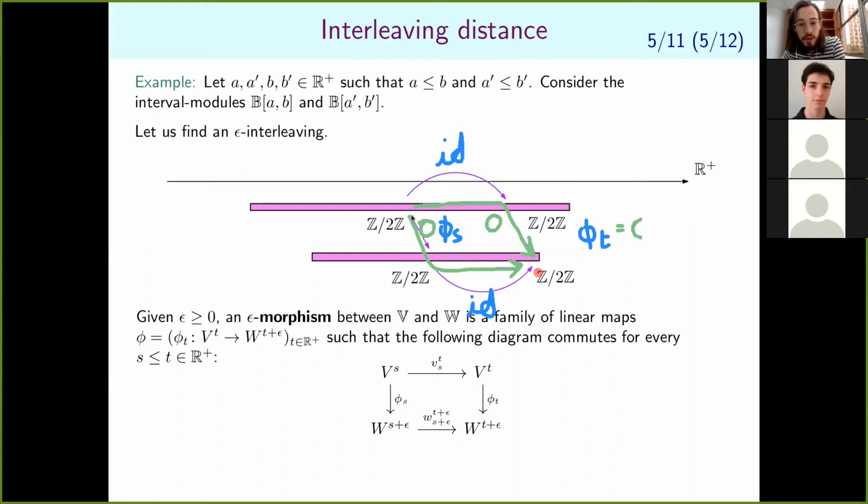All right? So the fact that phi t is 0 implies that phi s also is 0. And this works the other way around. If phi s is 0, you compose the map and you obtain that phi t must be 0 too. Okay, and now what if, say, phi s is the identity?